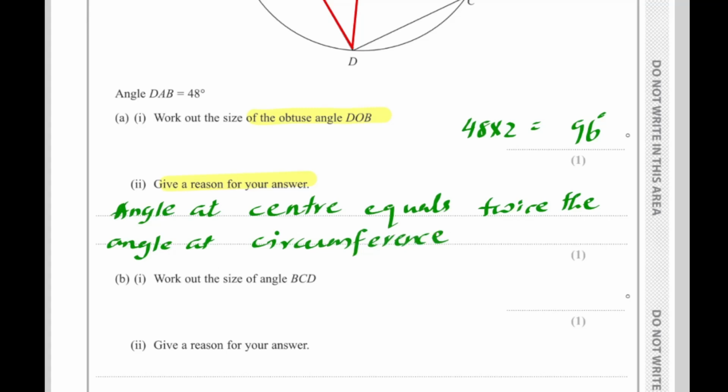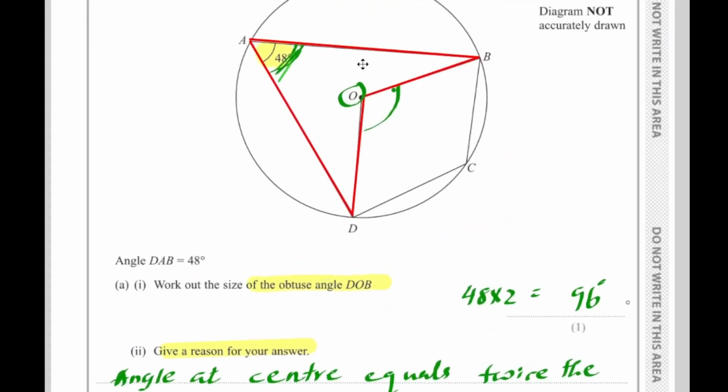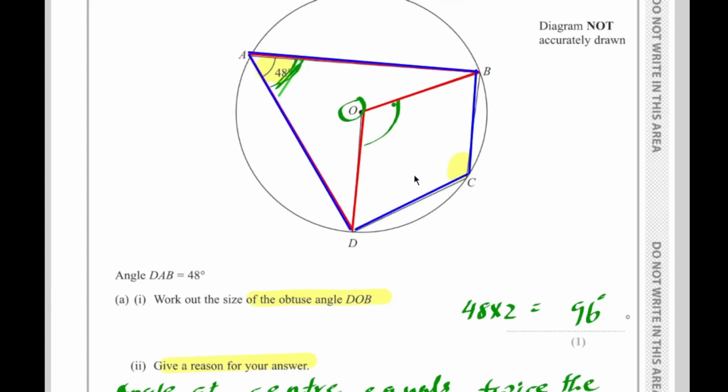That's the reason. Next one is we have to work out the size of angle BCD. Give a reason for your answer. BCD is this one. Figure which is highlighted in blue color is a cyclic quadrilateral. How do we recognize what a cyclic quadrilateral is? To be a cyclic quadrilateral, all the vertices should lie on the circumference. Now in this case, all the vertices lie on the circumference. Now this is also quadrilateral. Here there are four sides. It is also quadrilateral. Since this vertex doesn't lie on the circumference, it is not a cyclic quadrilateral.